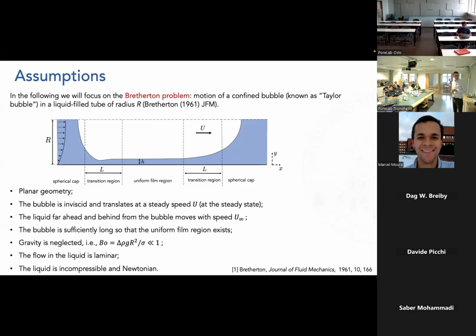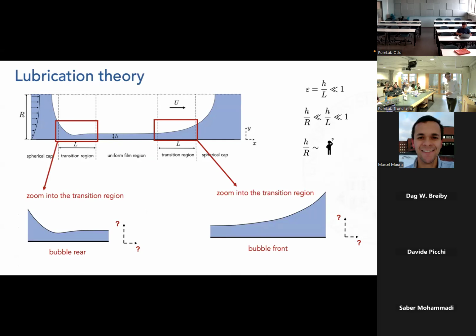The theory I want to review applies only in the central part of the bubble. So the theory is able to describe the bubble profile only in the transition region and in the uniform film region, but not in the spherical cap, because there you cannot use the lubrication approximation. And the main idea is the following. You start from the problem, which is written in dimensional coordinates. We call small h the film thickness at the center of the bubble. We call L the length of this transition region between the uniform film and the spherical cap. We don't know yet how big L is. And R is the radius of the channel.